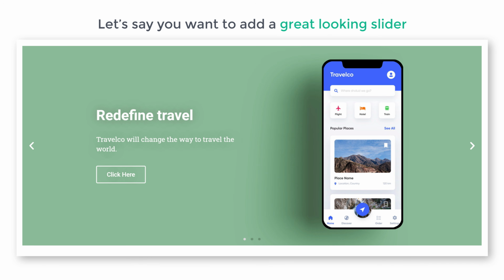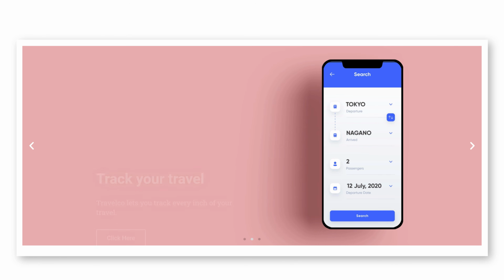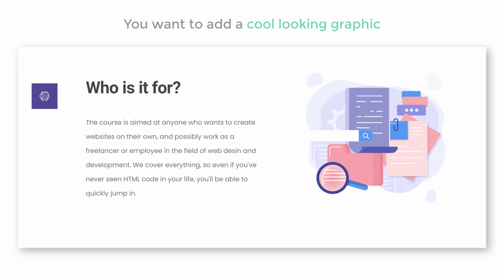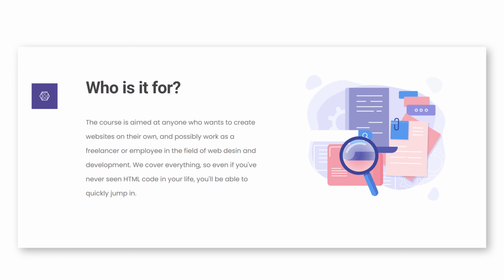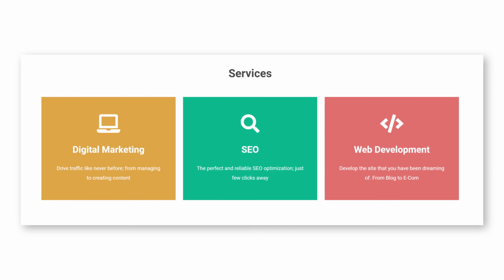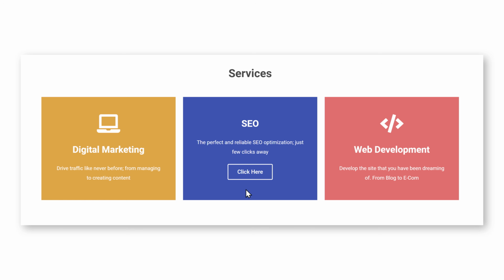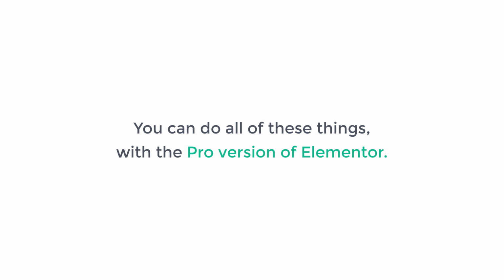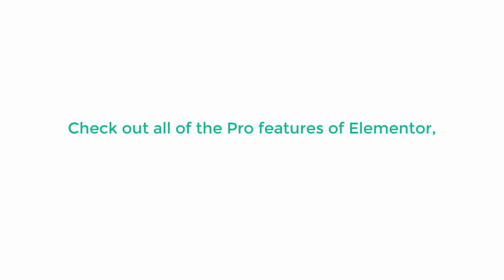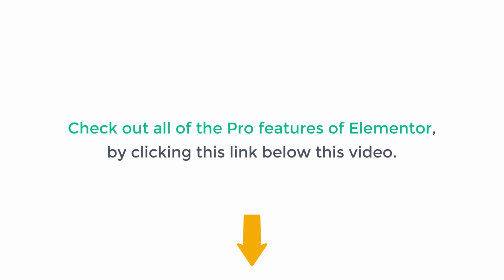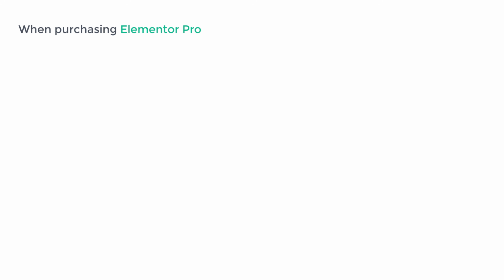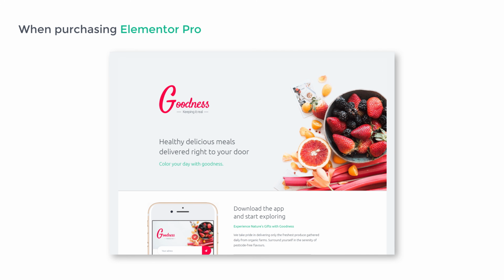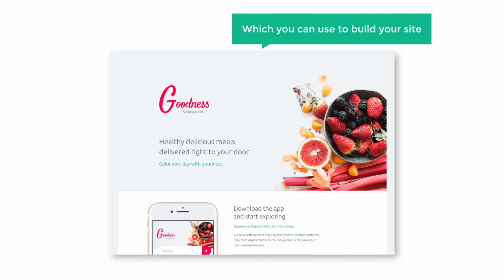Now let's say you want to add a great looking slider like this. Or you want to add a cool looking graphic like this. You can do all these things with the Pro version of Elementor. Check out all the Pro features of Elementor by clicking the link below this video. When purchasing Elementor Pro, you will get these professional designs which you can use to build your site.